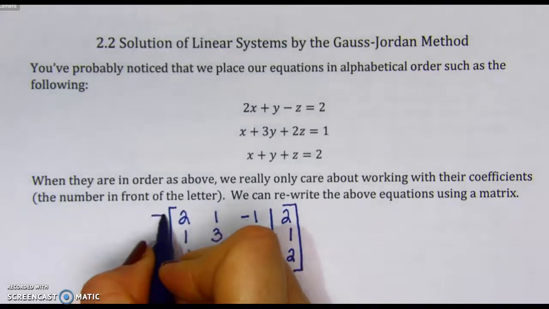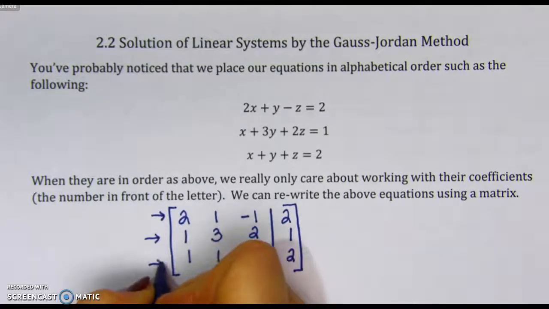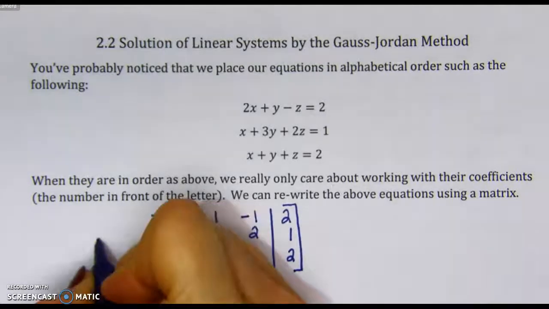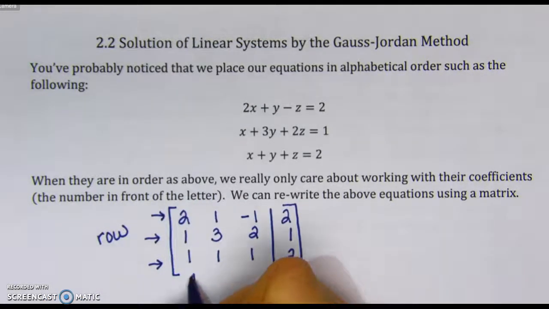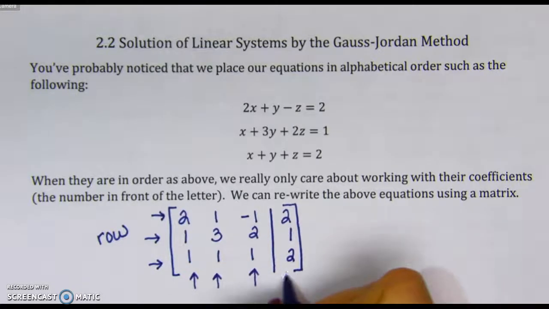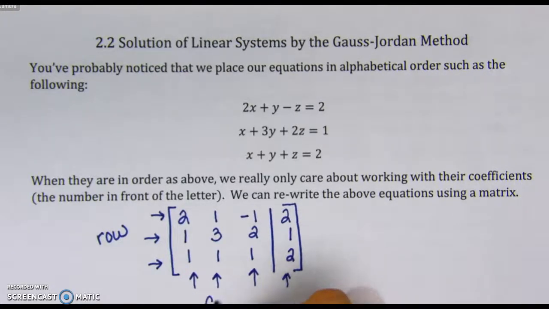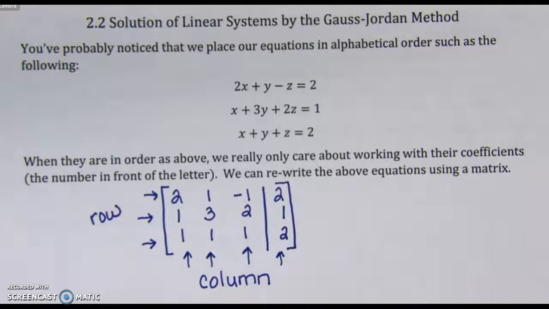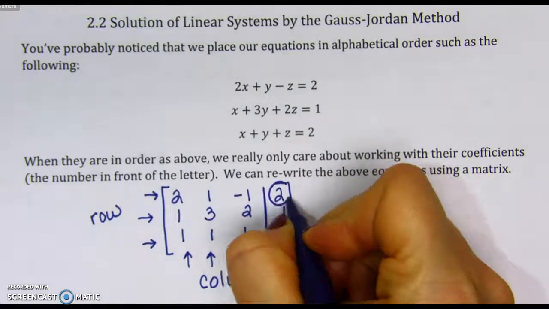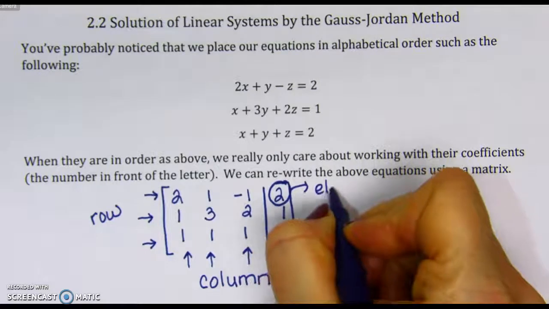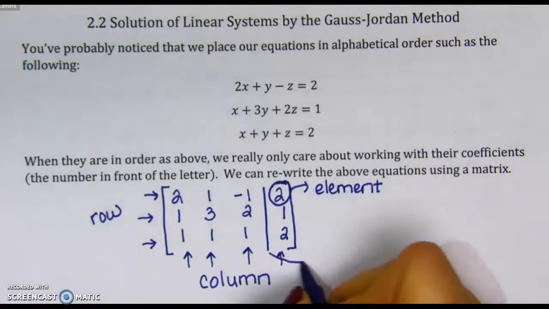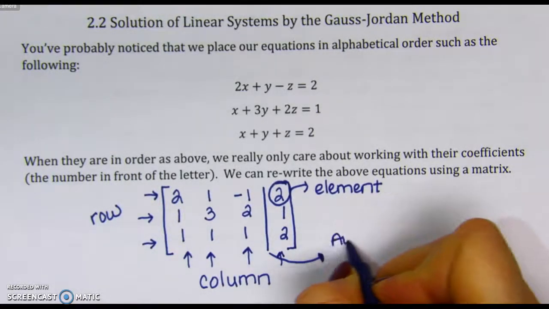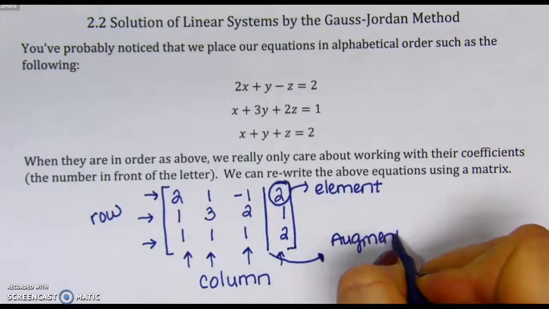Each one of these pieces going from left to right is what we call a row. Each one of these pieces going up and down is what we call a column. And each item inside our matrix is what we call an element. This whole thing put together is what we call an augmented matrix.